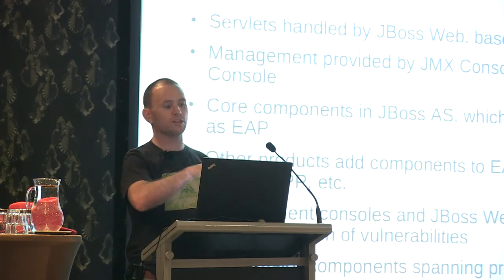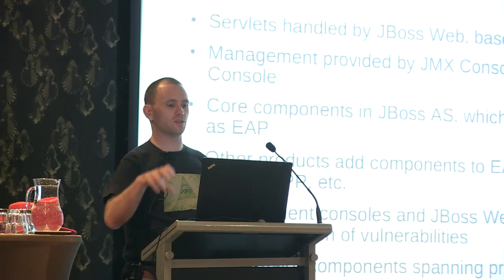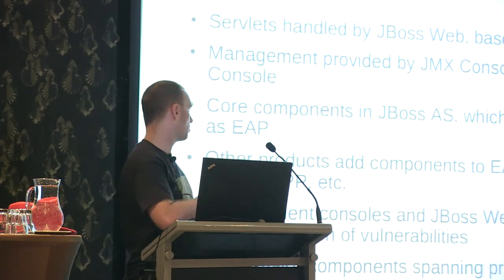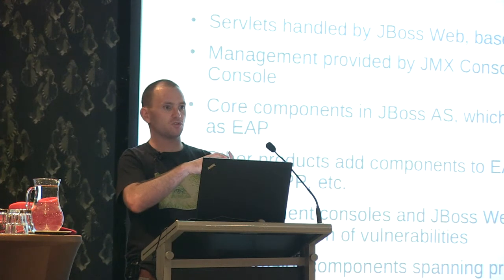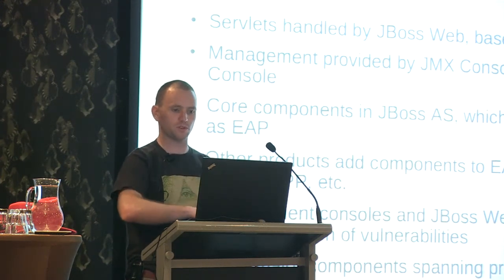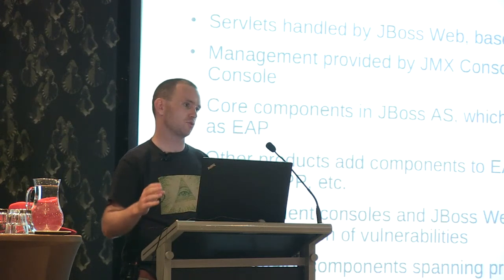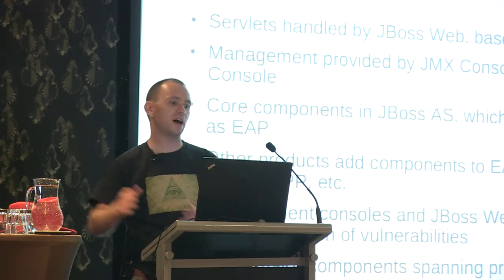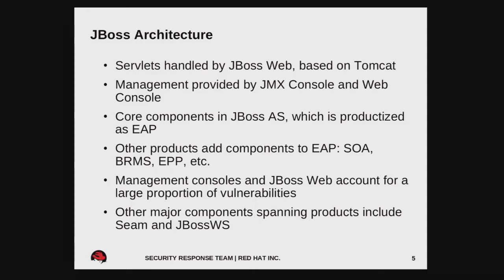Like I said, the core that's in all of the layered products is EAP, which is based on JBoss AS. So that's just the application server itself, and then the layered products like SOA, Service-Oriented Architecture, BRMS, Business Rules Management System. They deploy apps on top of that run those things.